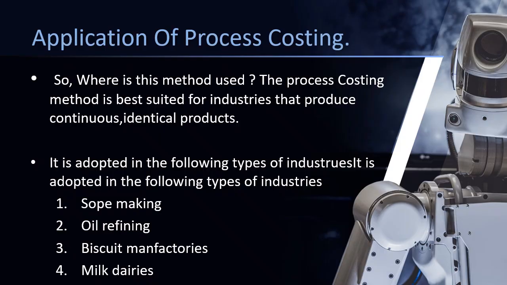Application of process costing. So where is this method used? The process costing method is best suited for industries that produce continuous identical products. It is adopted in the following types of industry: soap making, oil refining, biscuit manufacturers, milk dairies, textile mills. Next slide will be done by Jayani.